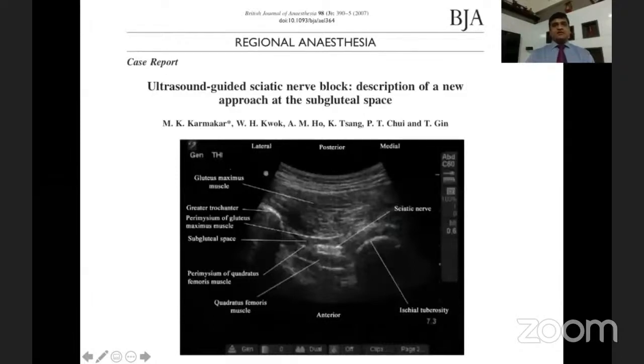Manoj Karmakar and colleagues did a case report of 5 cases where they described a subgluteal space. This is a hypoechoic space present between the hyperechoic perimysium of gluteus maximus muscle and the hyperechoic perimysium of quadratus femoris muscle. This space extends laterally from greater trochanter to medially up till ischial tuberosity. The sciatic nerve can be seen as a hyperechoic nodule in this hypoechoic subgluteal space. Deposition of local anesthetic solution in this subgluteal space resulted in successful sciatic nerve block.